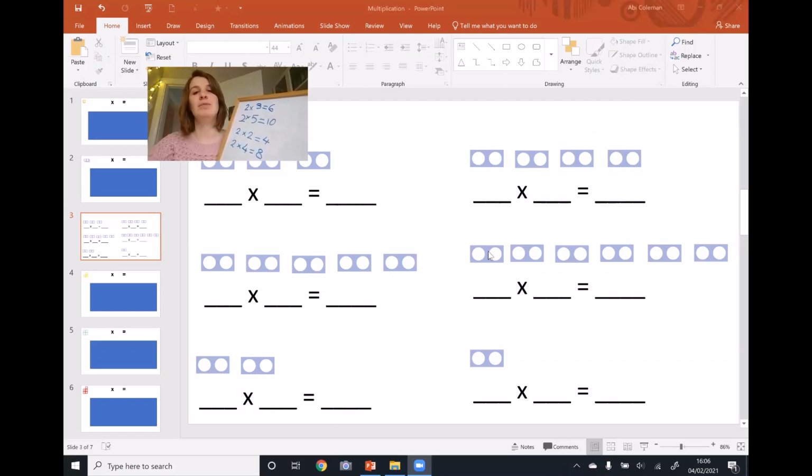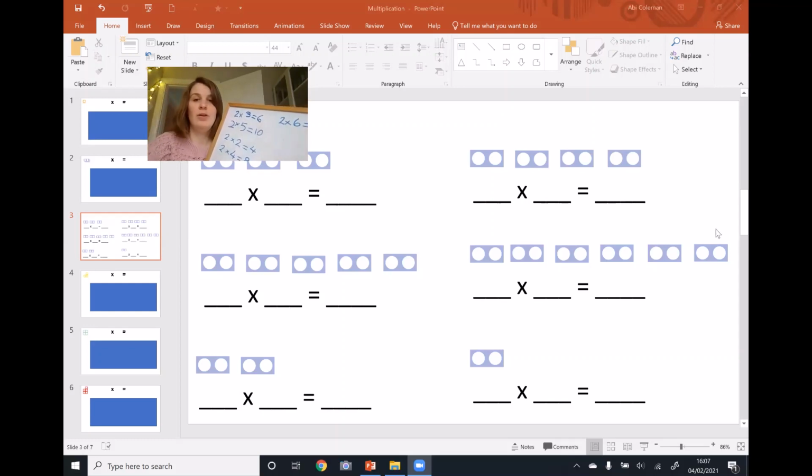Let's have a look at this one here then. So what's our multiplicand? What is it? Yeah, it's 2. And we're multiplying. So how many times have we got 2? What is the multiplier? Brilliant. It's 1, 2, 3, 4, 5, 6. So we've got 2 6 times.